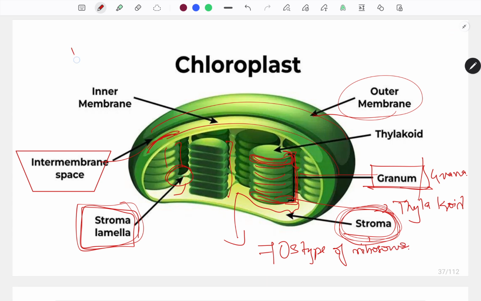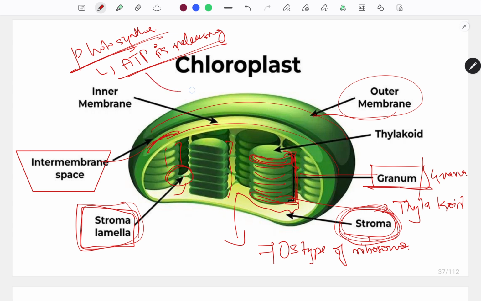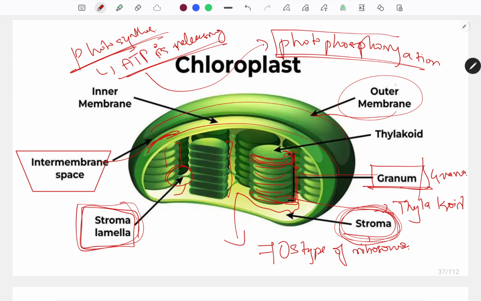And during photosynthesis, this is the organelle where the photosynthesis process is happening, and here also ATP will be released. The process of ATP release in the case of chloroplast is called photophosphorylation. But in the case of mitochondria, it is oxidative phosphorylation. In the case of chloroplast, it is photophosphorylation.